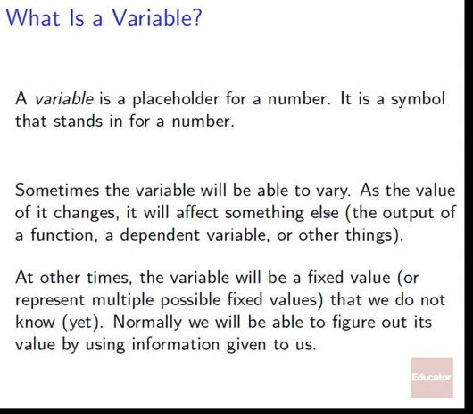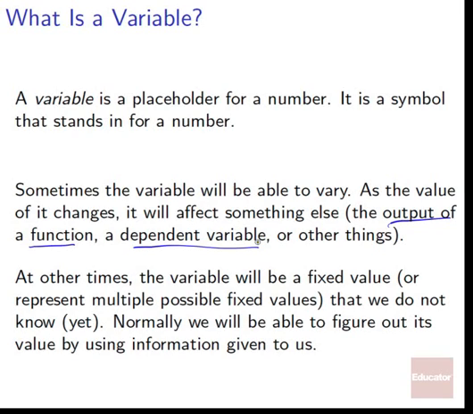Sometimes the variable will be able to vary. It's going to be able to change depending on what we want to do. And as the value of the variable changes, it will affect something else. It might affect the output of a function. It might affect some other dependent variable. If we see something like y equals 3x, where we change x, we make it the independent variable, so we put in different things for x, and it causes our dependent variable y to change, varying on what we put in for x or something else. So that's one way of looking at a variable. It's something that's allowed to vary, and it causes other things to shift around as it changes.